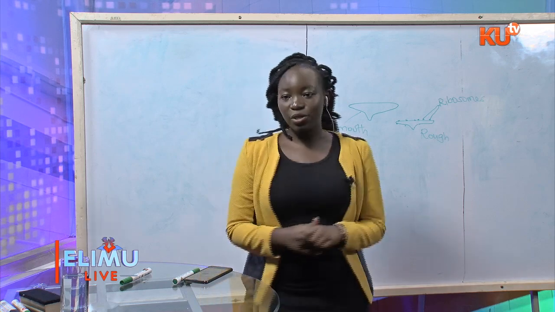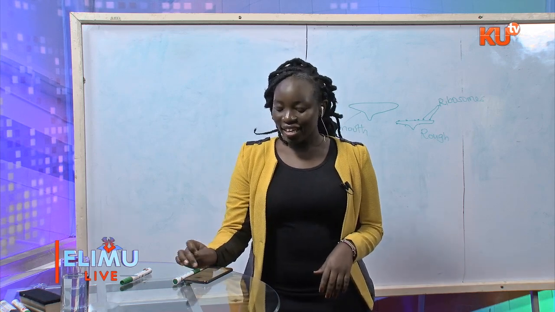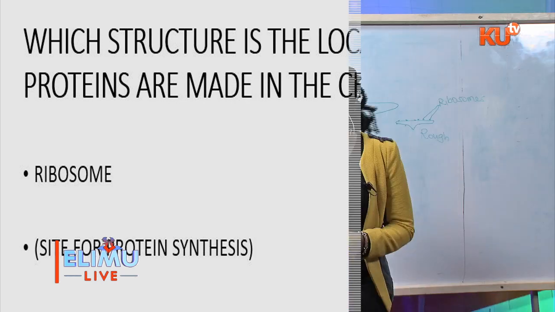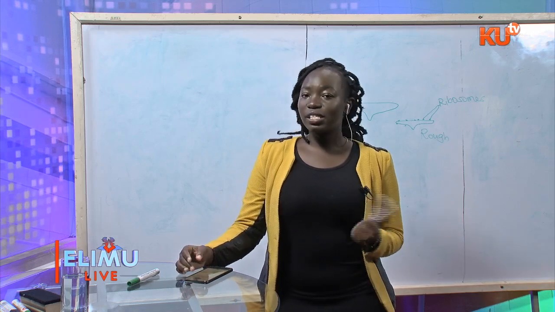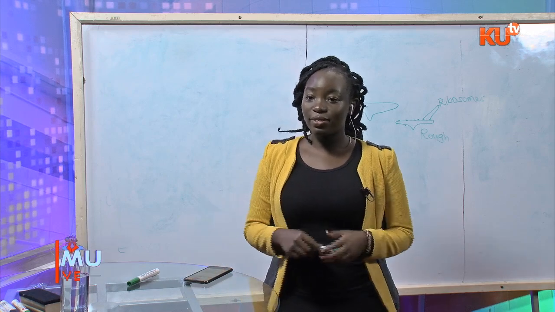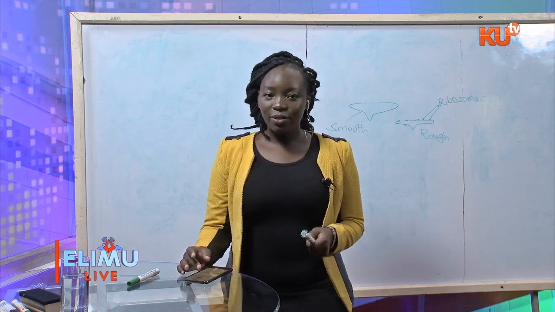Let us talk about the first question. The first question is asking, which structure is the location where proteins are made in the cell? It is the ribosome. The ribosome is the site for protein synthesis. If you have not understood that well and maybe you need more explanations, you can just contact us directly. So that is the first question.